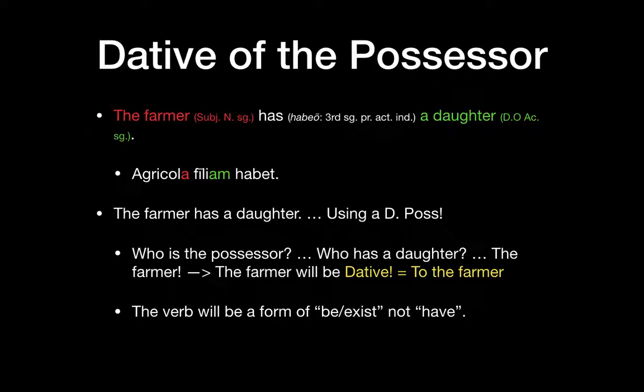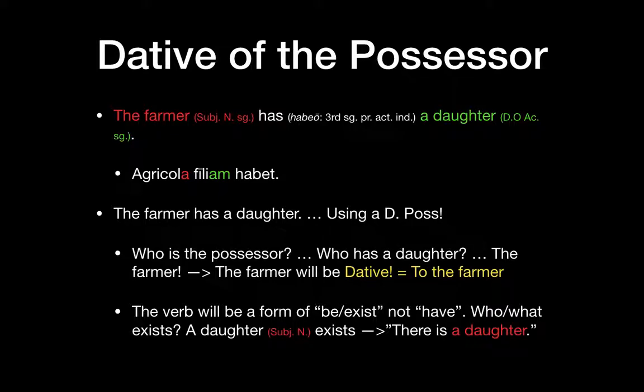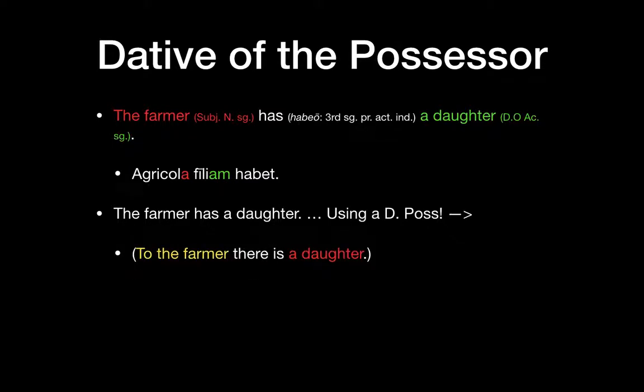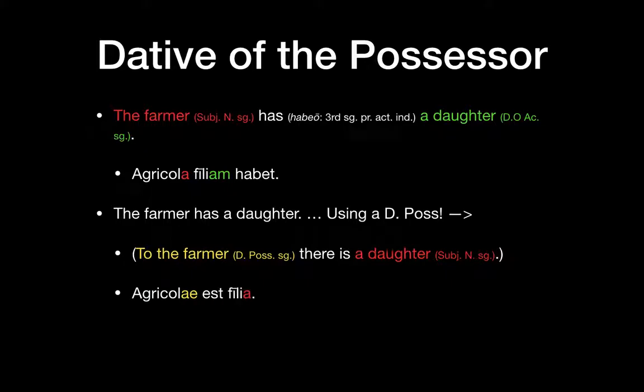The verb here will be a form of be, exist, not have. So you can ask yourself then, what exists? That'll be the subject. A daughter exists. There is a daughter. So daughter is going to be subject nominative. In other words, this is the English sentence you want to actually translate using the dative of the possessor. To the farmer, there is a daughter. Here's how we go. To the farmer, dative of possession, dative of the possessor, singular. There is going to be sum, a daughter, subject nominative singular. Agricolae est filia.